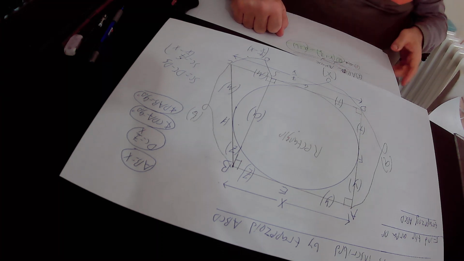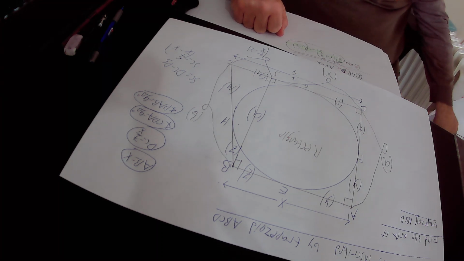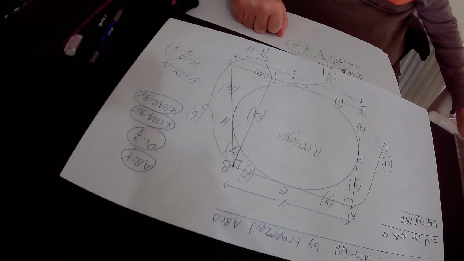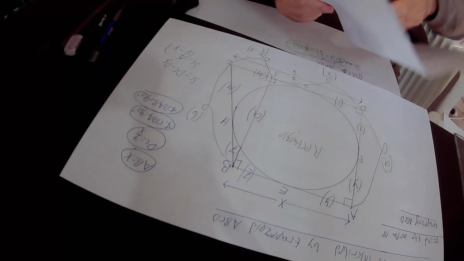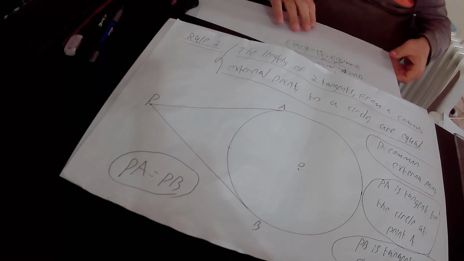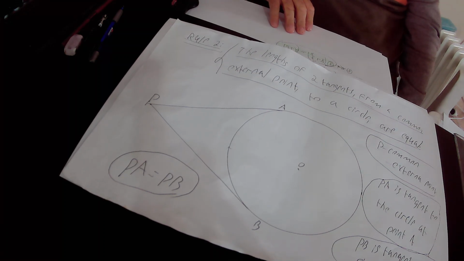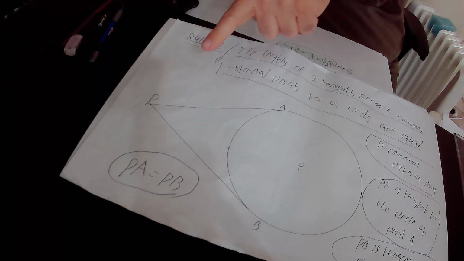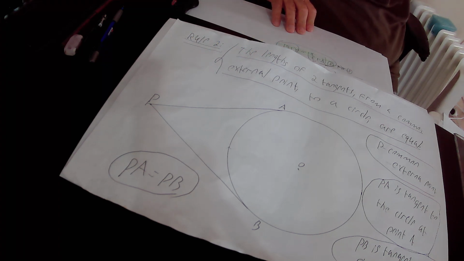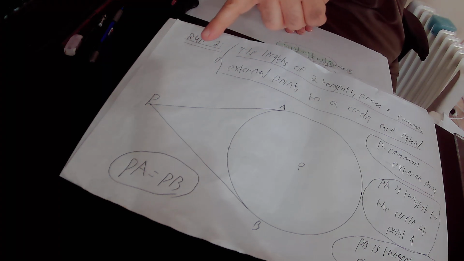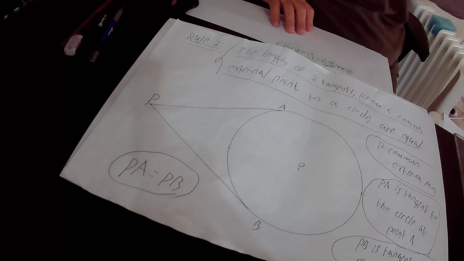So here we can implement rule 2. I'll repeat quickly on rule 2. According to rule 2, the lengths of two tangents from a common standpoint to a circle are equal. So in the drawing we have a circle, and we have here the common standpoint point P. From this point P, we have two tangents to this circle, tangent PA and tangent PB. According to this rule 2, the lengths of those two tangents are equal to each other. That is to say, PA equals PB.